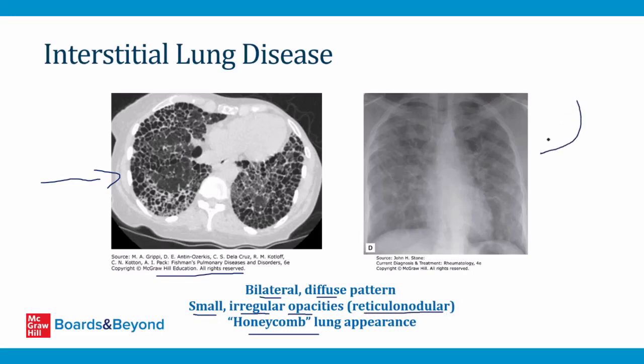And then you can also see the same thing on this X-ray over here. You can basically see that there's a lot of white on both sides of the screen, and the white has this sort of wispy, streaky type of look to it. That's sort of the honeycombing or reticular nodular appearance of interstitial lung disease on chest X-ray.